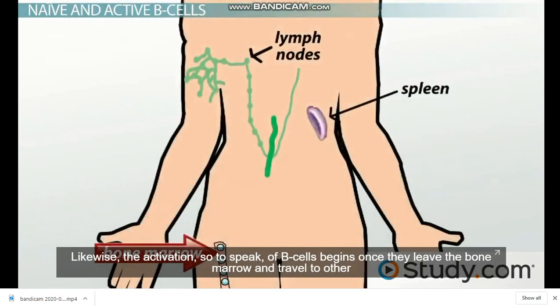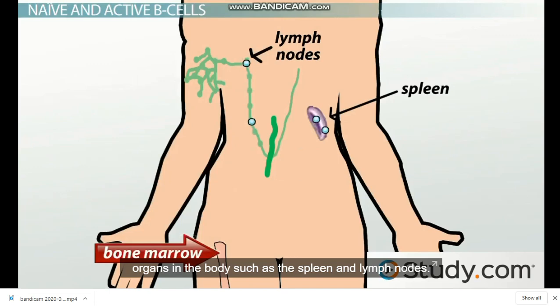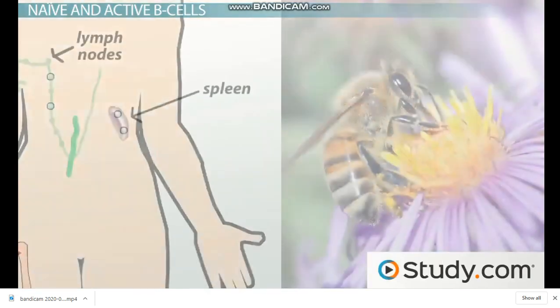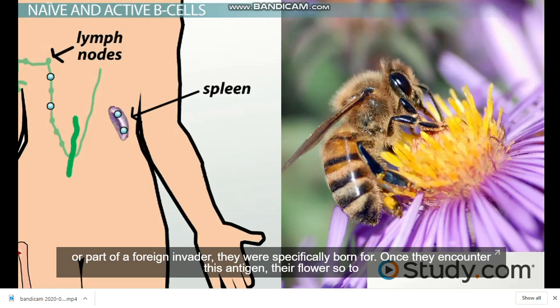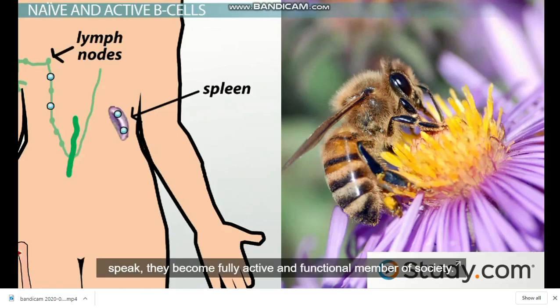Likewise, the activation, so to speak, of B cells begins once they leave the bone marrow and travel to other organs in the body, such as the spleen and lymph nodes. On the way to, or once they reach a specific organ, naive B cells may encounter the very specific antigen, or part of a foreign invader, they were specifically born for. Once they encounter this antigen, their flower, so to speak, they become fully active and functional members of society.